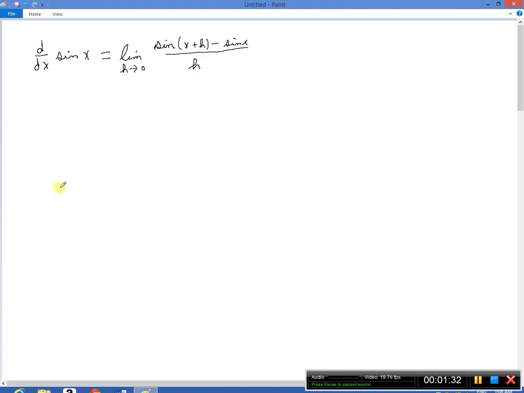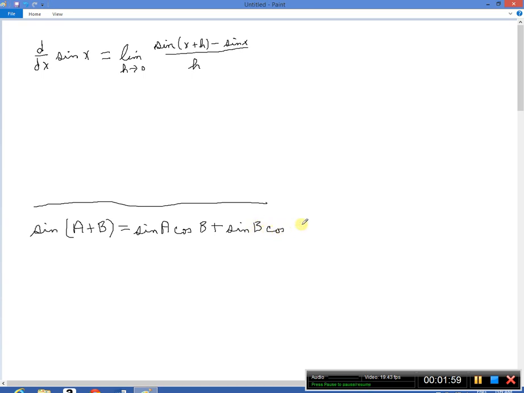Now at this point we need a little bit of a trig identity from way back. Let's draw it down here. So here's one. It's called the addition formula. I don't know if you remember this, but if you take the sine of a plus b, the sine of two angles added together, the formula for that is the sine of the first times the cosine of the second plus the sine of the second times the cosine of the first. Right? So we'll use that fact right up here right away.